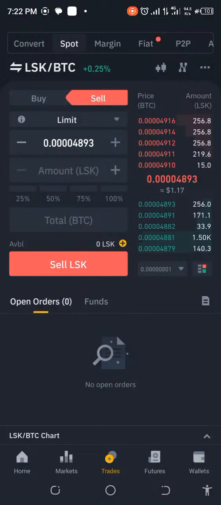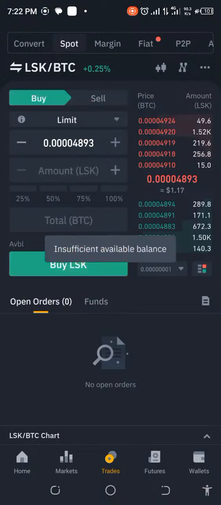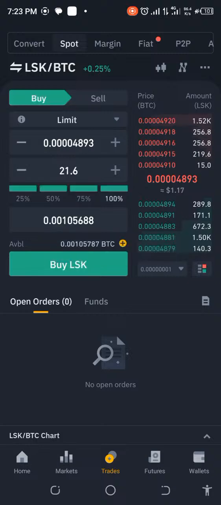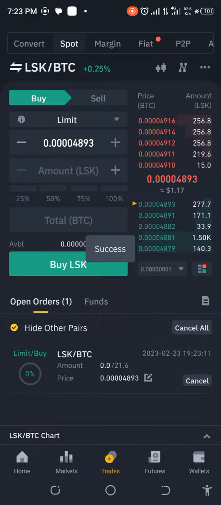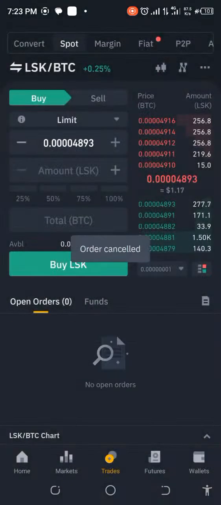Okay, so what I want to do now is purchase LSK. I'm buying. I want to buy 100% worth of that, so that will give me this amount. Then I'll go ahead and click on buy. Okay, it put me in the queue, but I actually don't want to be in the queue. Let me cancel that.